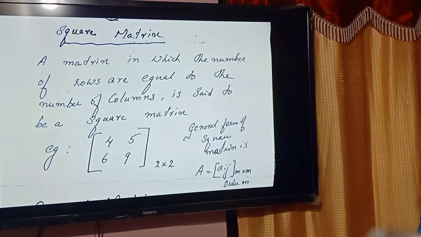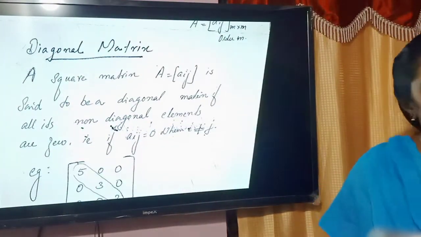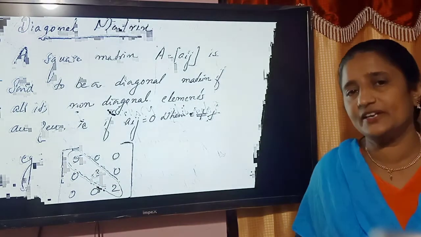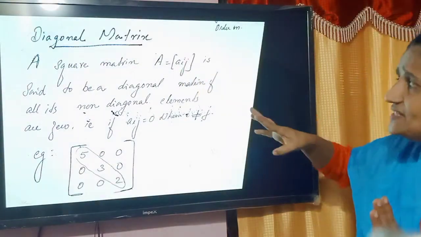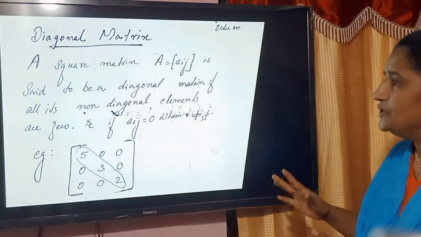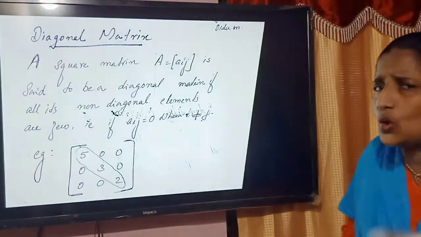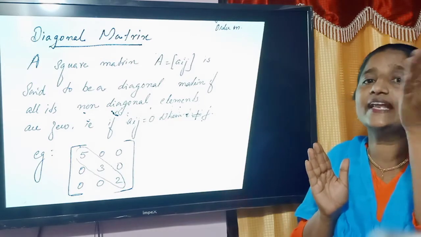Okay, did you write? Now let us take the next definition, diagonal matrix. Diagonal matrix is defined in the case of a square matrix. A square matrix, capital A is equal to Aij, is said to be a diagonal matrix if all its non-diagonal elements are 0. See the word non-diagonal elements.